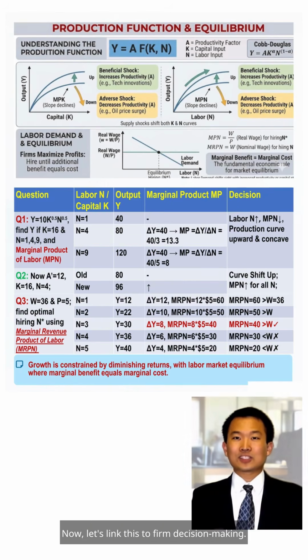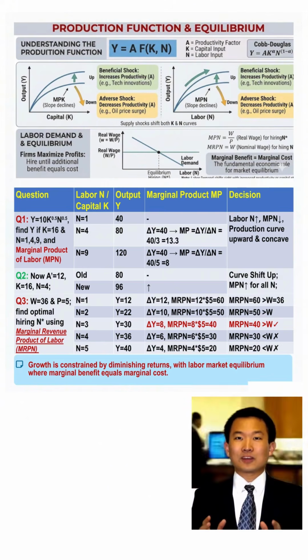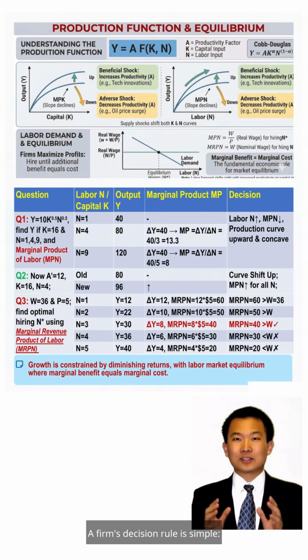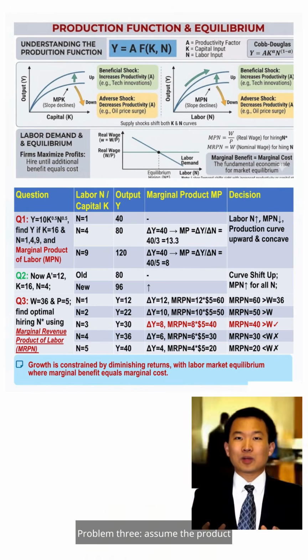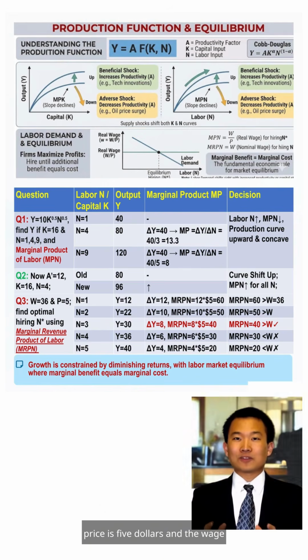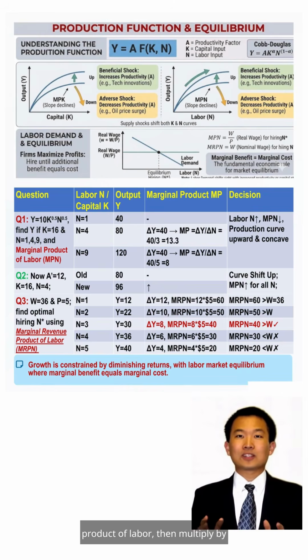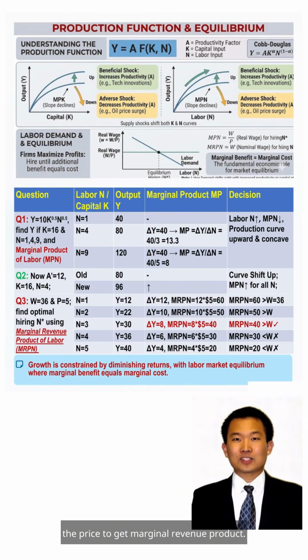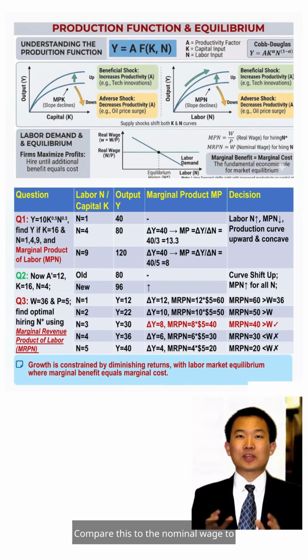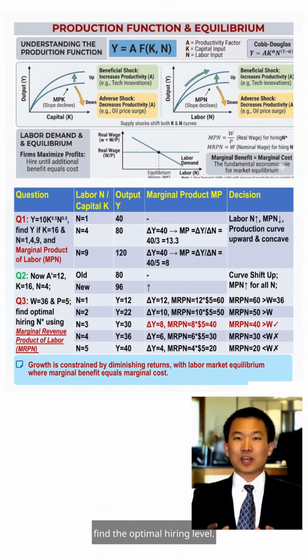Now, let's link this to firm decision-making. A firm's decision rule is simple. Stop hiring when marginal revenue equals marginal cost. Problem 3. Assume the product price is $5 and the wage is $38. First, calculate the marginal product of labor, then multiply by the price to get marginal revenue product. Compare this to the nominal wage to find the optimal hiring level.